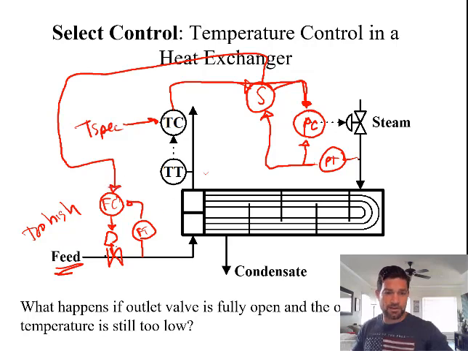So under normal operating conditions, again, this valve would be wide open, and once this steam flow is maxed out and the temperature is still too low, we'll back off on the feed flow to the system, and we'll keep the outlet temperature at the necessary temperature.